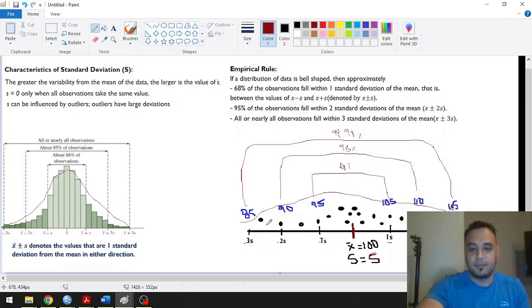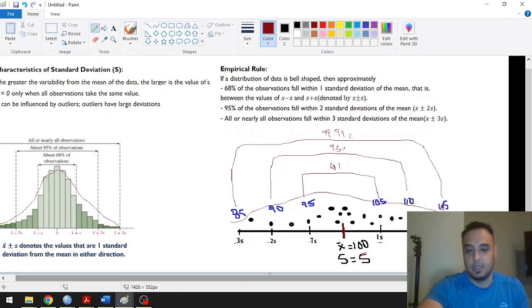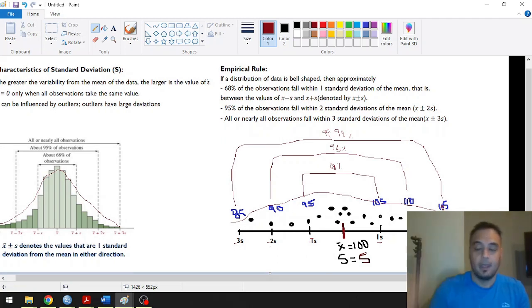So let's look at this distribution here, a distribution of numbers starting from 85 to 105 or 106 maybe, and we have a mean or average calculated at 100 and a standard deviation calculated as 5. We have 3 standard deviations to the right and 3 standard deviations to the left. So each standard deviation score is 5.